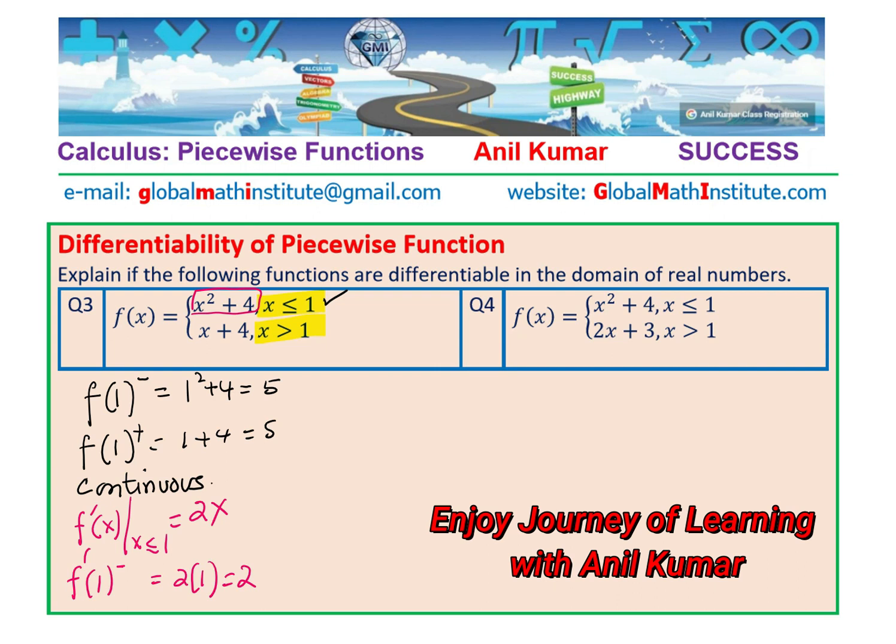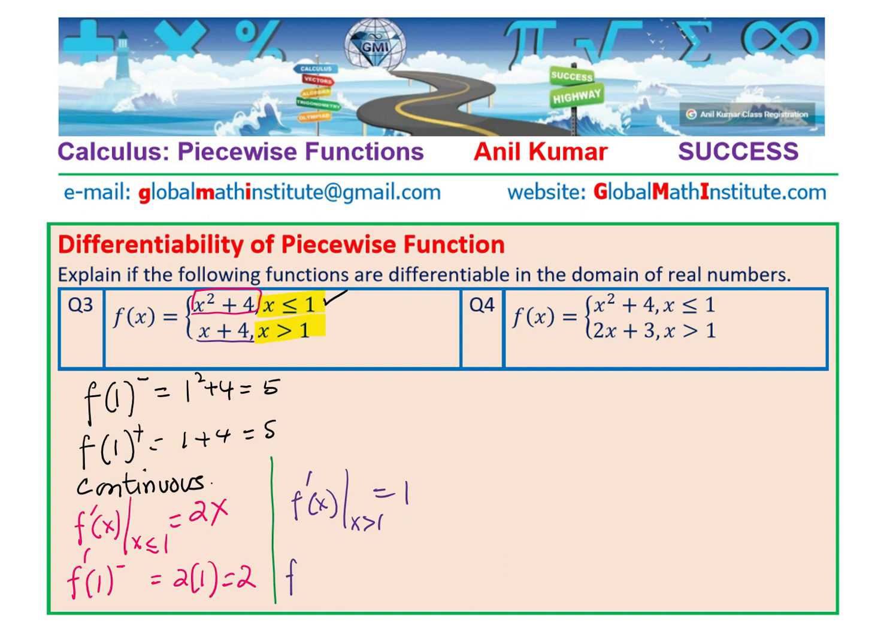Now let's check the derivative when we are taking it from the right hand side. So for x greater than 1, x plus 4, we have to now look into, the derivative is 1. It is a constant and it is not 2, right? So what we see is that the derivative from the left side is not equal to the derivative from the right hand side. So therefore, this is not differentiable. Correct? Is that clear?